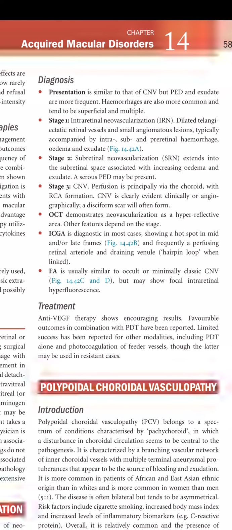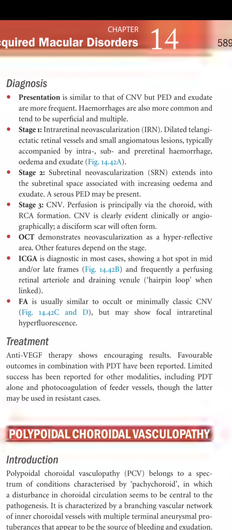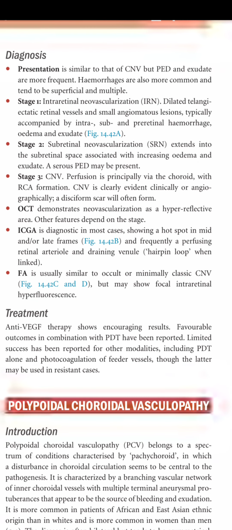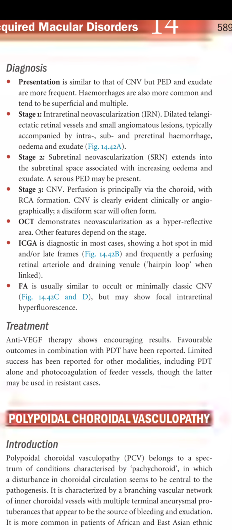So next is how do you diagnose this condition. Presentation is similar to CNV, but PED and exudate are more frequent. So pigment epithelial detachment and exudate are more frequent. Hemorrhages are also more common and tend to be superficial and multiple. So there are three stages: stage 1, 2 and 3.